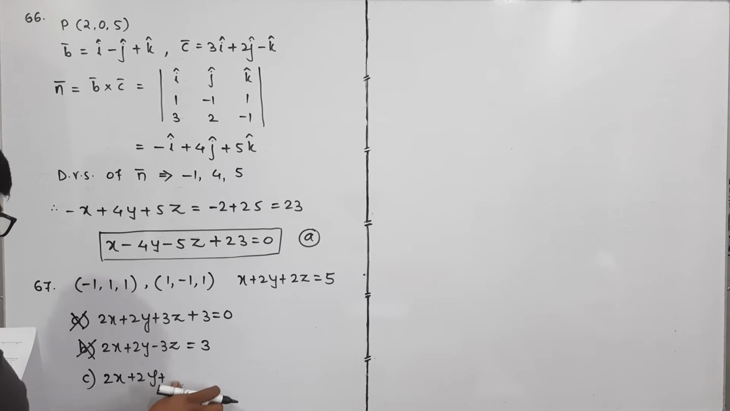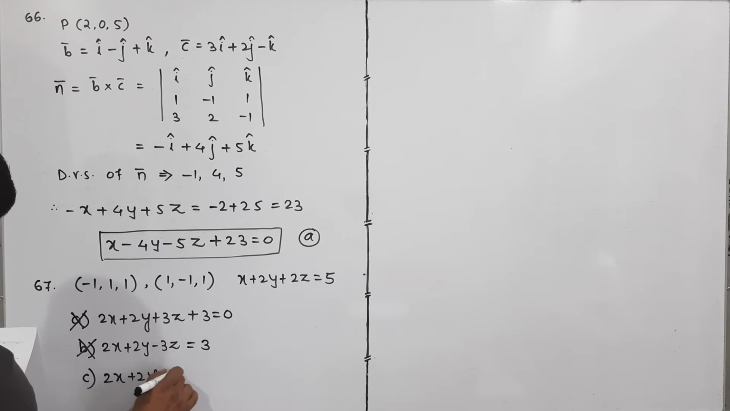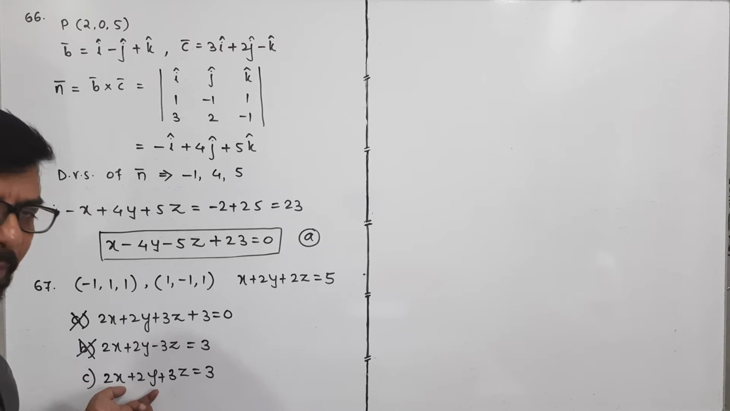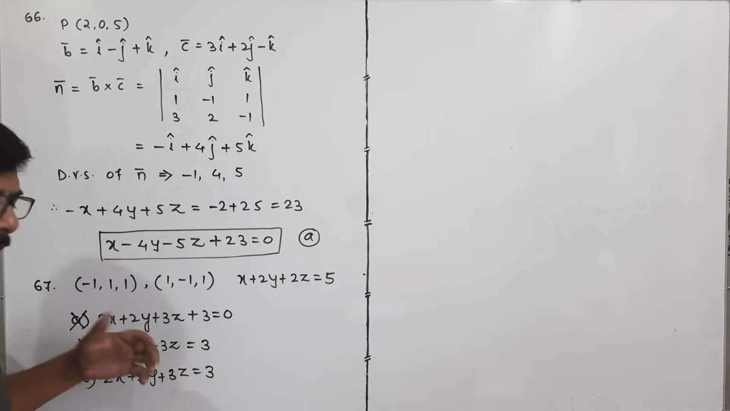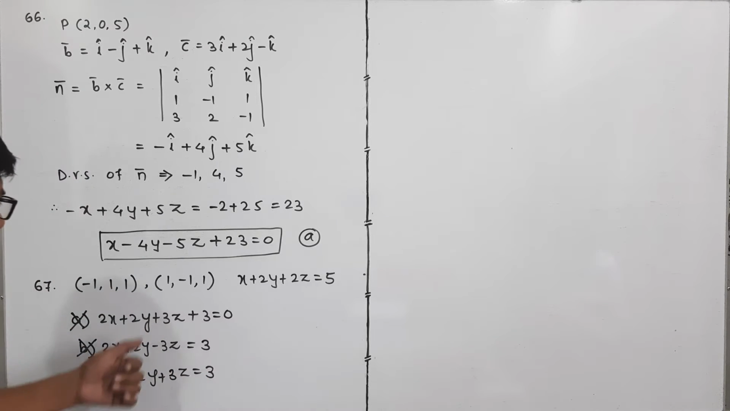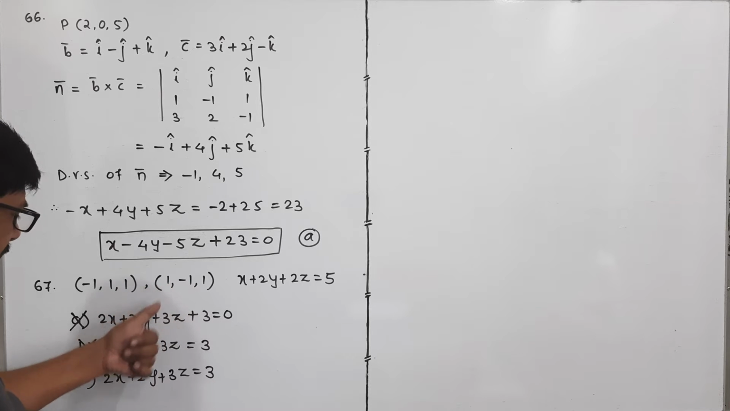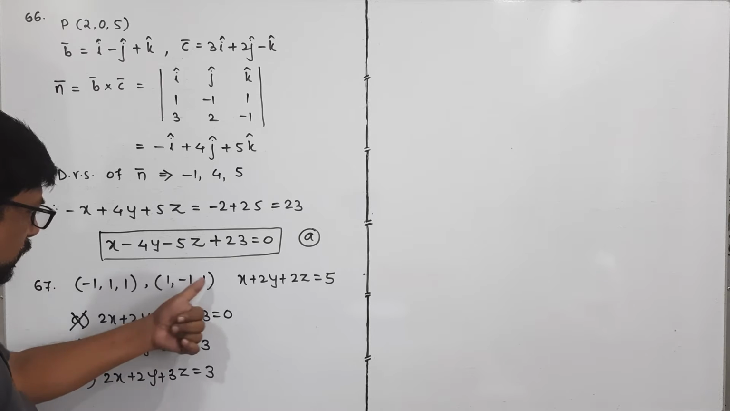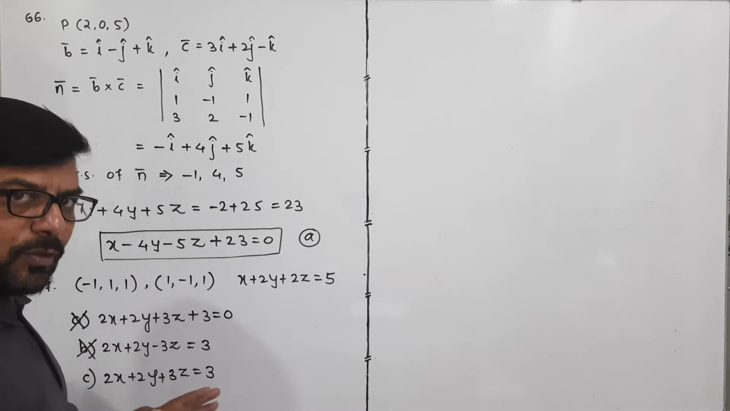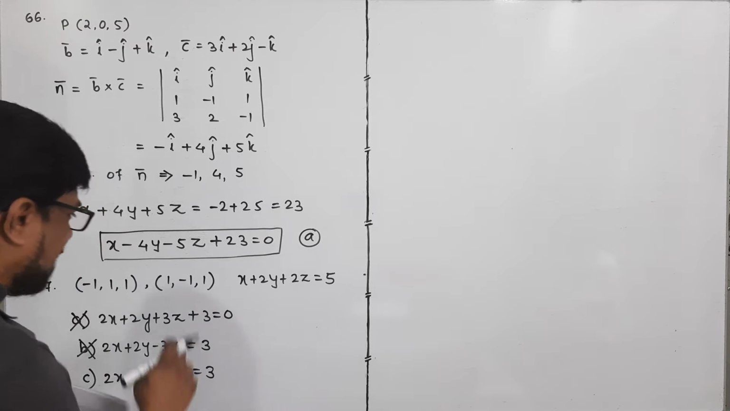3z is equal to 3. Check whether this equation is satisfied by first point or not. Minus 2 plus 2, 0. 3 is equal to 3. Yes, it is satisfied by this point. Now check for this one. It is 2 minus 2, 0 plus 3. It is also satisfied by the second point.